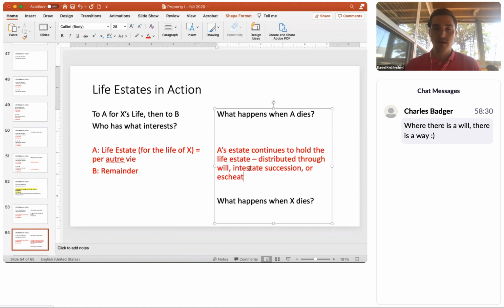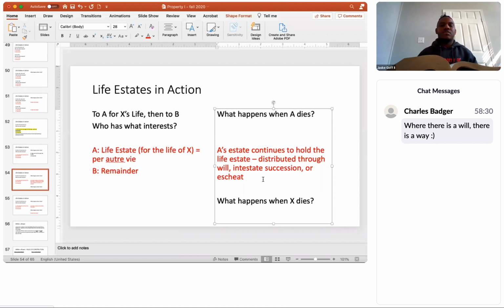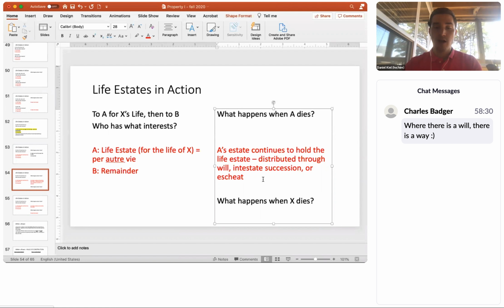First, if there's a will. Second, if not, then to the heirs. And if no heirs or no will, excuse me, then it would escheat. In no circumstance would it go back to the grantor. The grantor is done with this property in this particular example, okay? And then Jaski has already answered the next part, which is what happens when X dies. What happens when X dies is it goes to be in fee simple, okay?